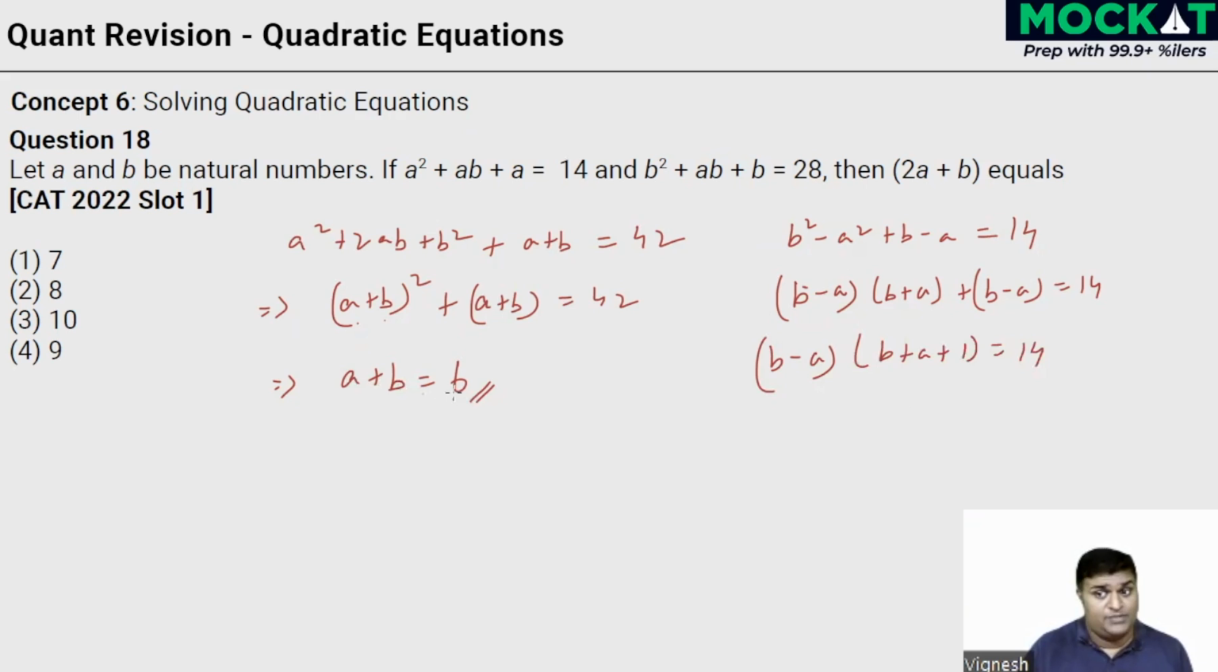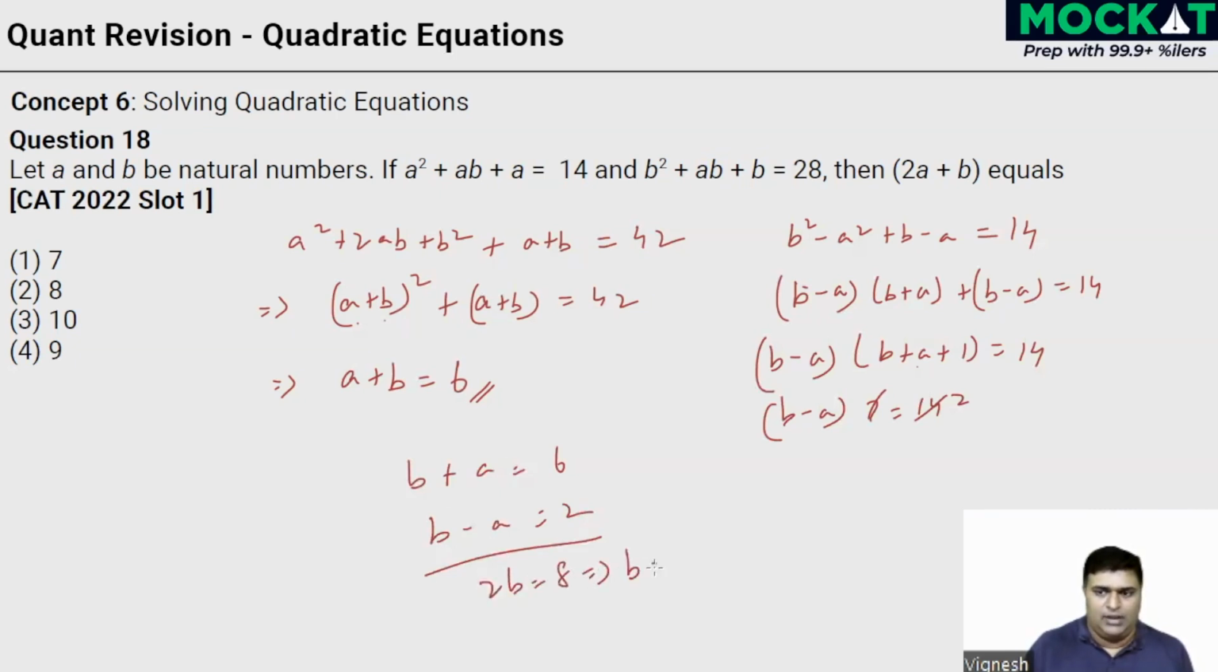But I just found b plus a, that's 6. Then b plus a plus 1 is going to be 7. b minus a into 7 equals 14, and you get 2. b plus a is 6. b minus a is 2. Add the two, you get 2b equals 8, and b equals 4. And a over here is going to be 2.